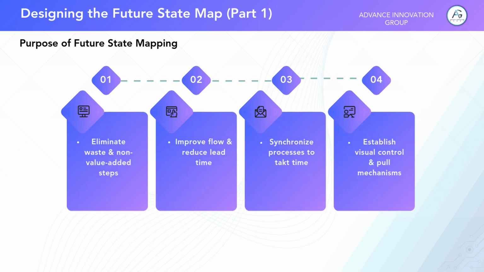The purpose of creating a future state map is to visualize a leaner and more efficient process. We aim to eliminate waste and non-value-added steps, improve flow to cut down lead time, and align all activities to takt time for synchronized operations. Finally, we establish visual controls and pull mechanisms to ensure continuous and demand-driven flow.